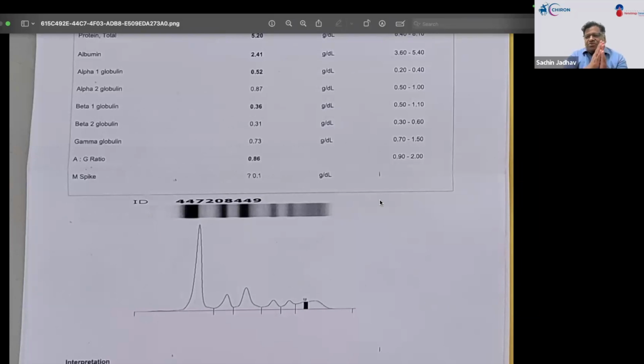So once we diagnose, no, the first year we see them more frequently, once in 3 months. Then we make it once in 6 months. Then we make it once a year if there is no progression. But that's a very good question.